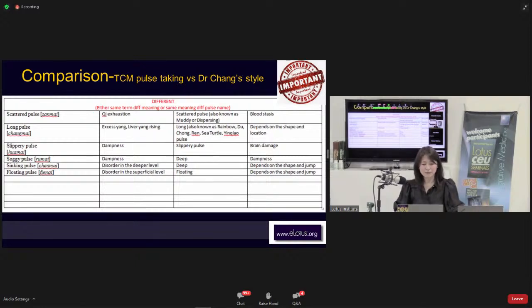And then you have the sinking pulse, which is at the deeper level. And then deep just means, depends on where it is, the dampness, depending on which location. And then finally, the floating pulse, it indicates disorder in the superficial level in traditional TCM terminology. And Dr. Chang's floating pulse, that's just a level. It doesn't say anything else. You still need to figure out what the shape is and what the jump is. Okay, sounds good. Any questions?